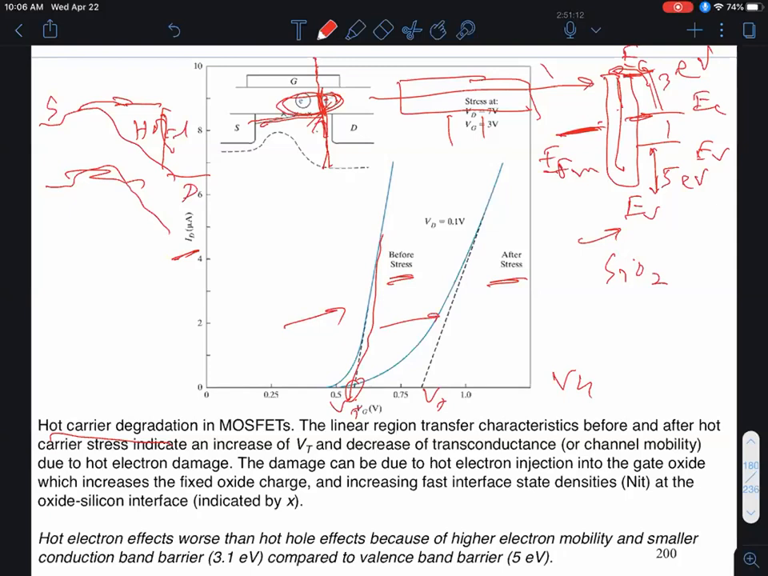Why would the VT go up? Well, if I inject electrons and some of them get trapped over here, and I look at the threshold voltage expression, remember that is the flat band voltage, which is phi_ms, the work function difference between the metal and the semiconductor, minus Qi over C_ox or Ci. So these two terms gave me the flat band voltage, right?